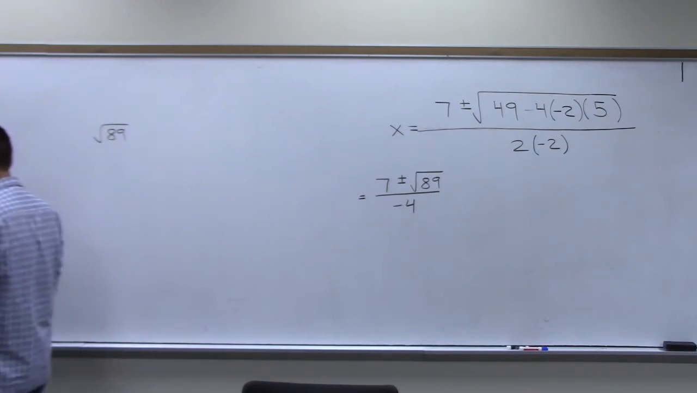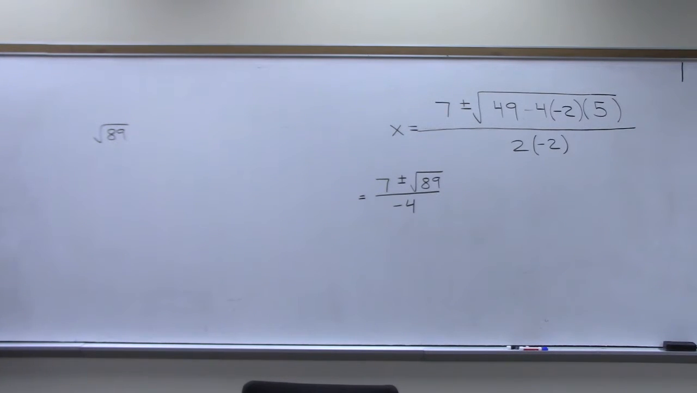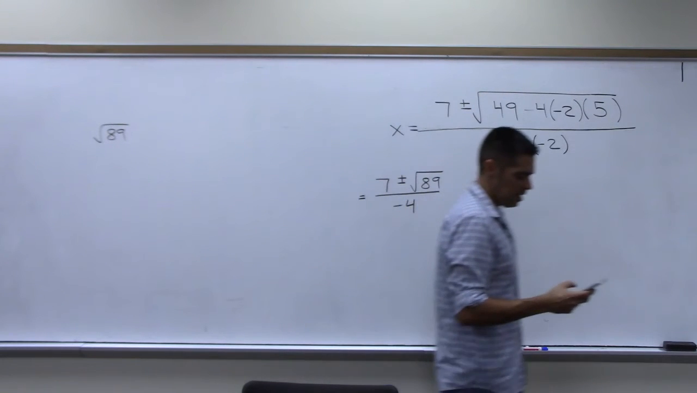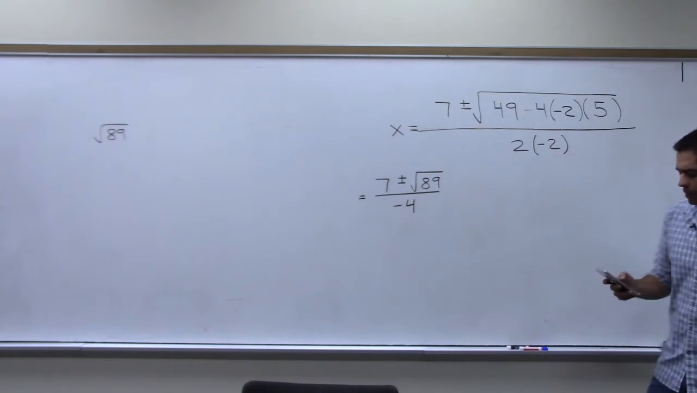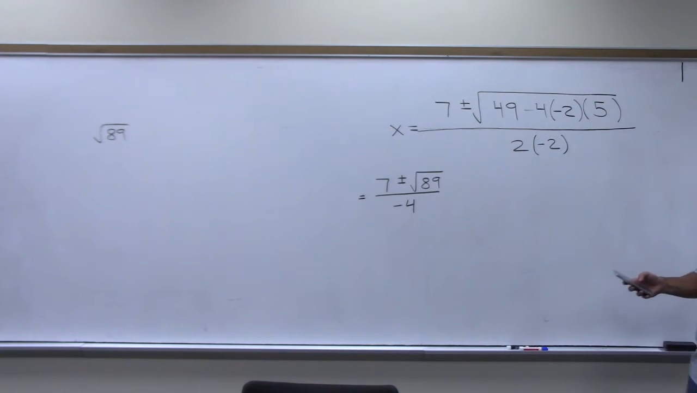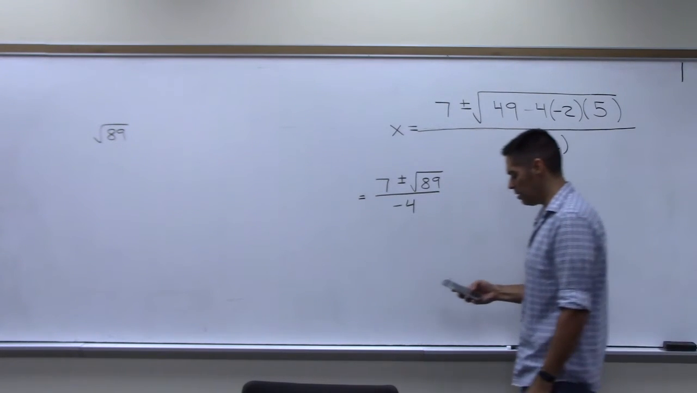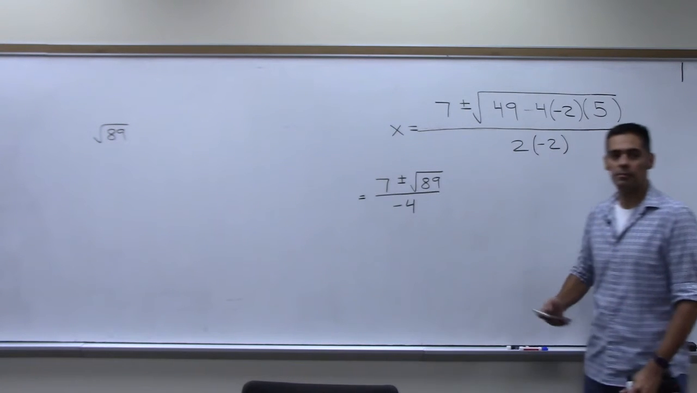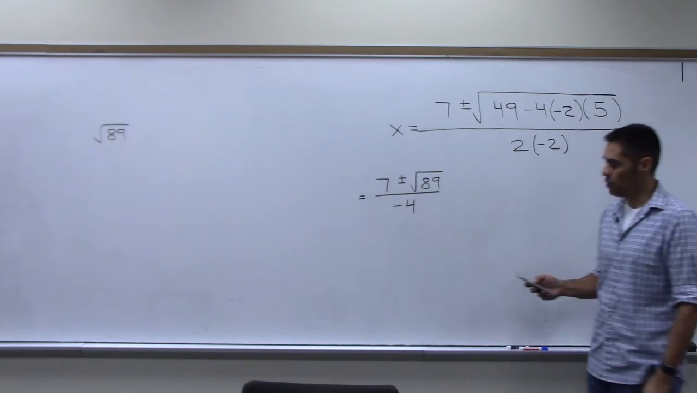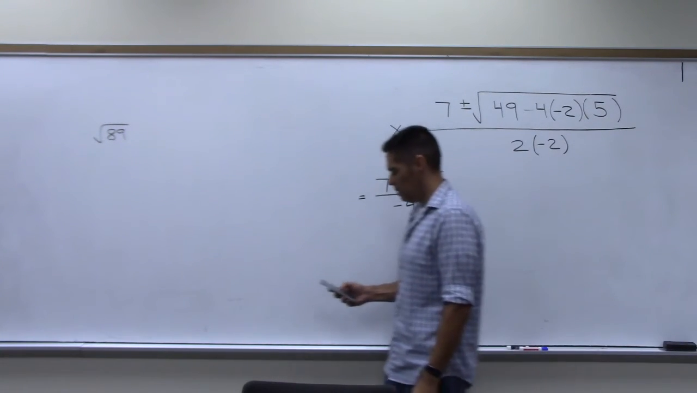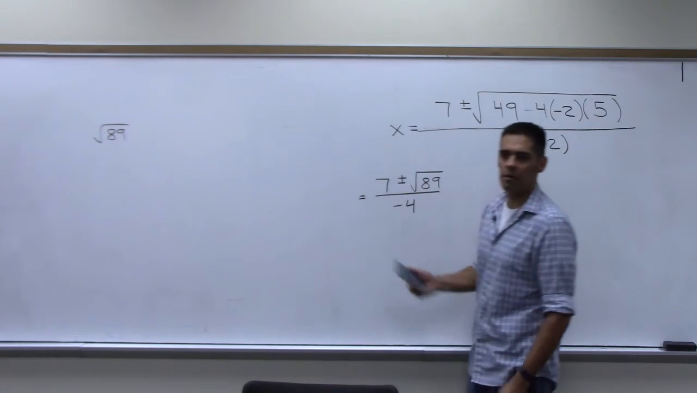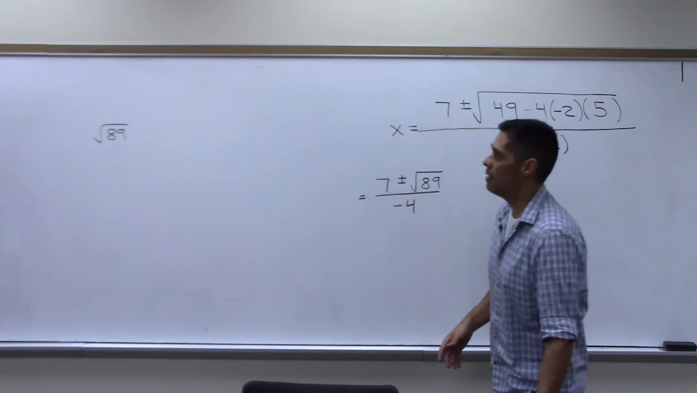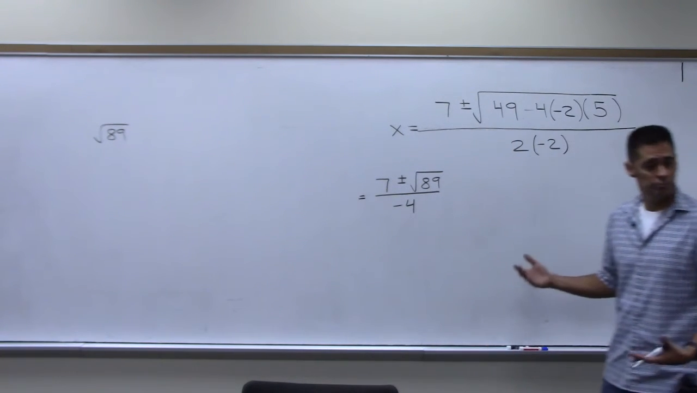89 divided by, what's the next one I should try? 9? Not going to work. What's the next one I should try? 16? Nope. Next one? Not going to work. Next one? 36. Does 36 work? No. 49. Does 49 work? Nope. 64. Okay, so nothing's going to work, right? Which means that doesn't go down any further.